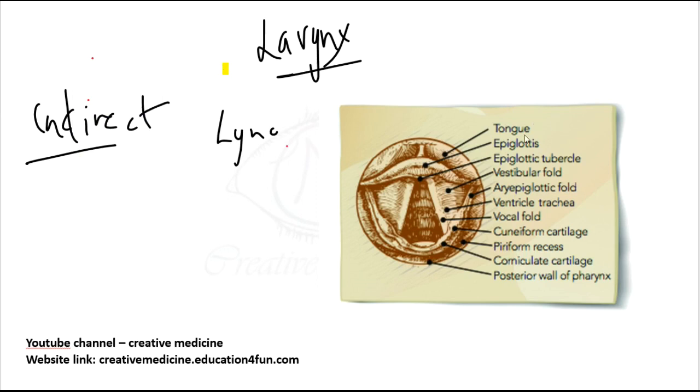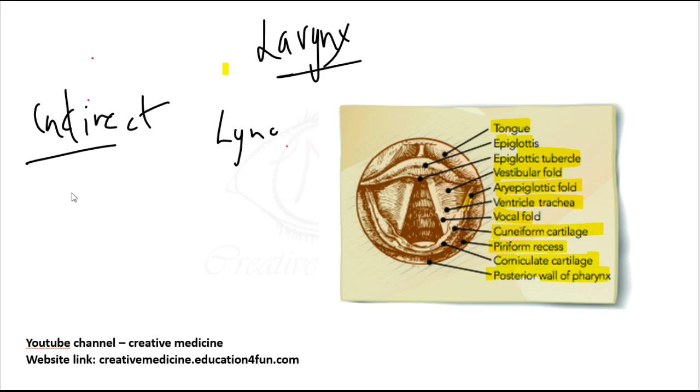First, these structures include the tongue; the epiglottis can be seen. This is the epiglottis. This is the epiglottic tubercle. These are the vestibular folds. This is the aryepiglottic fold. This is called the ventricle of the larynx. This is the vocal fold. You have the cuneiform cartilage, piriform recess, corniculate cartilage, and the posterior wall of the larynx seen. Okay, so these are the things which are seen.